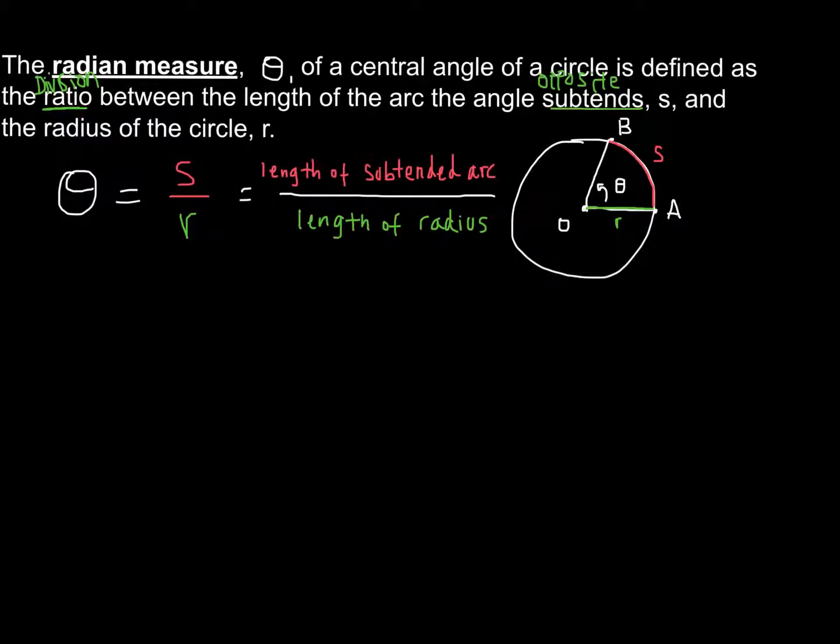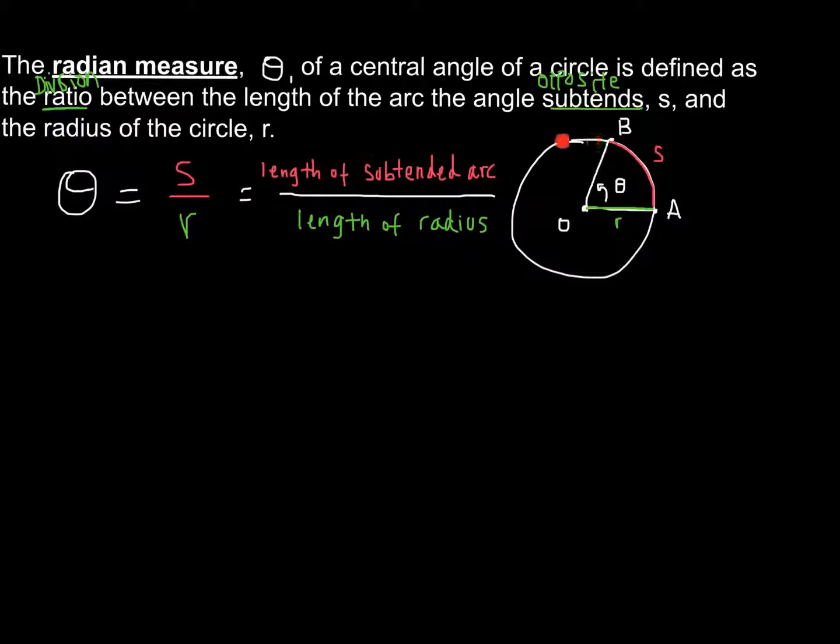Okay. So to put this in words, the angle measure in radians can be found by taking the length of the subtended arc divided by the length of the radius of your circle. And so you can think about how the length of the arc will dictate the type of angle, right?